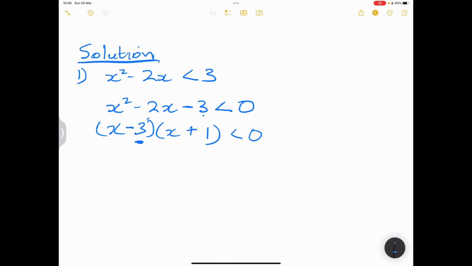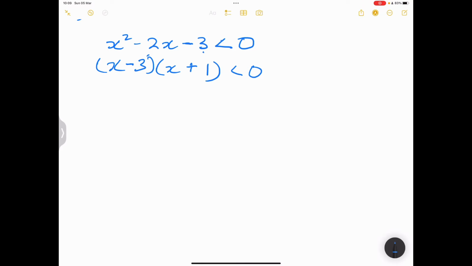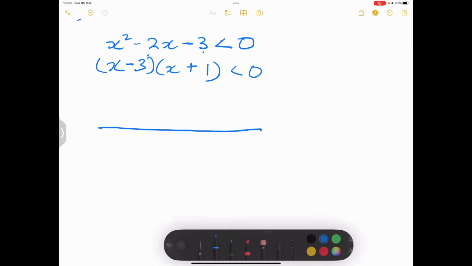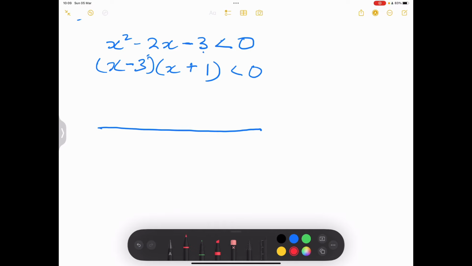Our first critical value, remember you change the sign, is going to be at positive 3 and the other one is at negative 1. So we're going to put that in number line form. Please remember this represents a parabola. So now we know that our critical values, we put them in ascending order from the smallest one. So our critical value is at negative 1 and another critical value at positive 3. Remember, we place them in ascending order. So now, where is this graph?